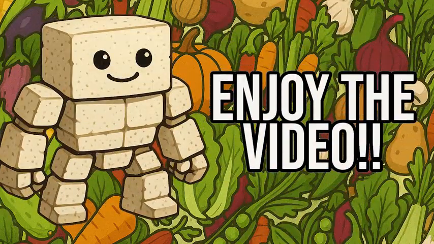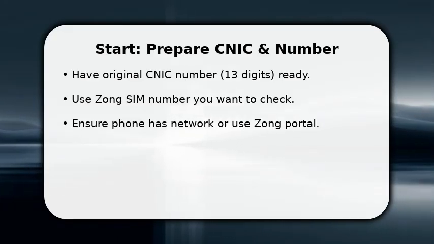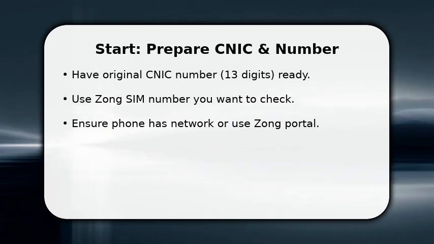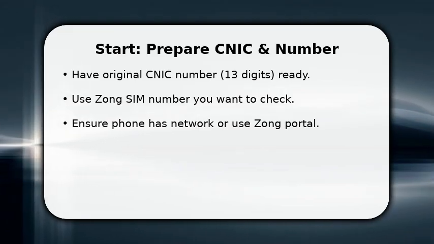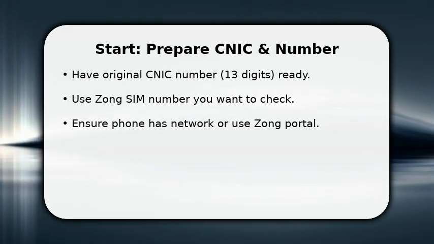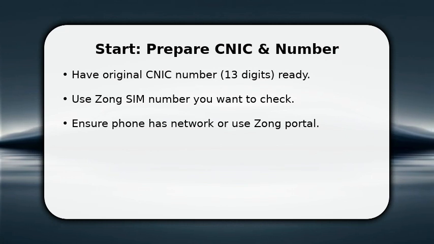You start by confirming the CNIC 13-digit number and the Zong mobile number. Keep both visible. Once done, dial the official Zong short code or open Zong's verification portal on a mobile browser. Make sure you use the device that holds the Zong SIM when prompted. This confirms ownership. If using code, enter the CNIC when the automated prompt asks and wait for the confirmation message. This first action links the ID and the SIM so you can verify registration.